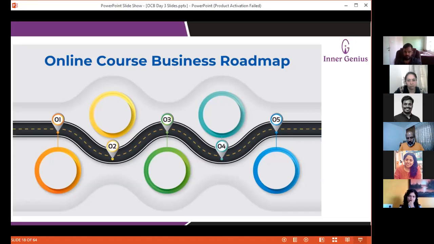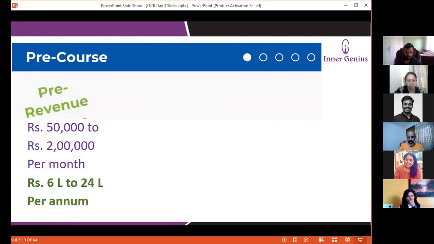The very first one is what we call the pre-course stage. That means it's your condition as of today. That is the first stage. We're going to be looking at it from the money point of view and the skills-needed point of view, to be here and to move on.